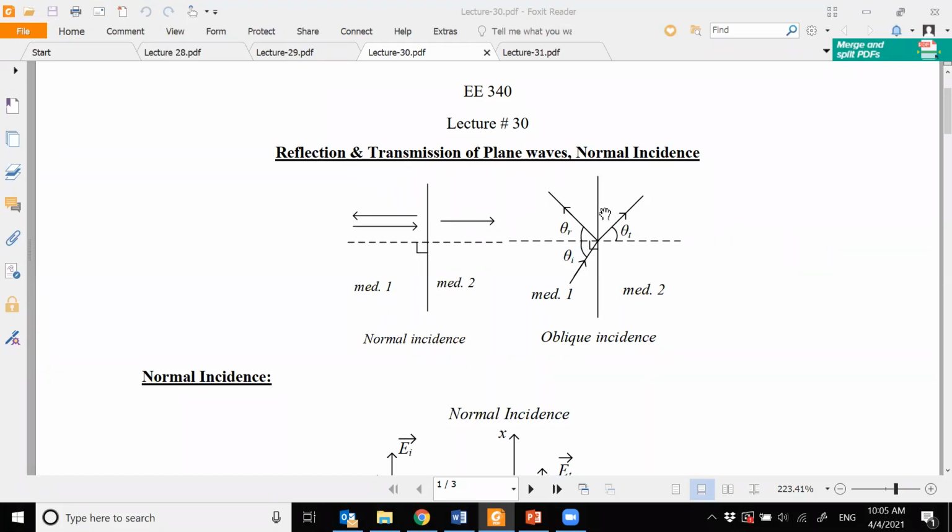Then it can also hit the boundary at an angle. If this is my normal to the boundary, and my electromagnetic wave hits like this, that means it is hitting at an angle, which is theta i. Therefore, you will also have some reflection and some transmission. First we will look at the easier, special case, and then we will move to this incidence. So this is called normal incidence and this is called oblique incidence.